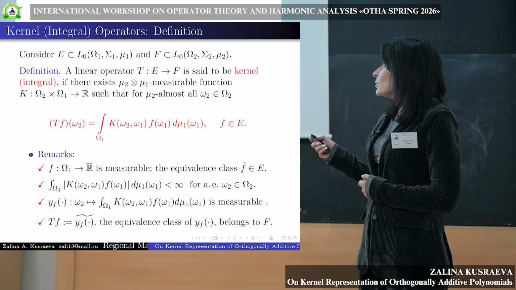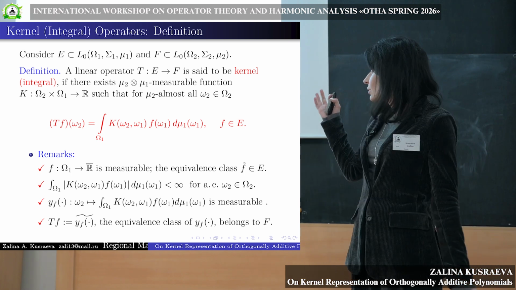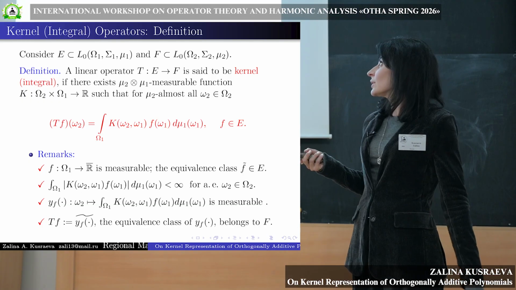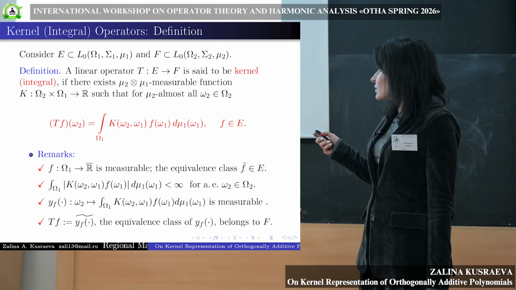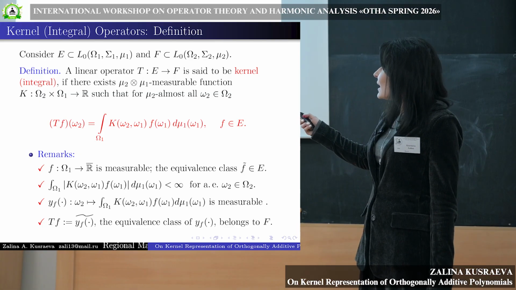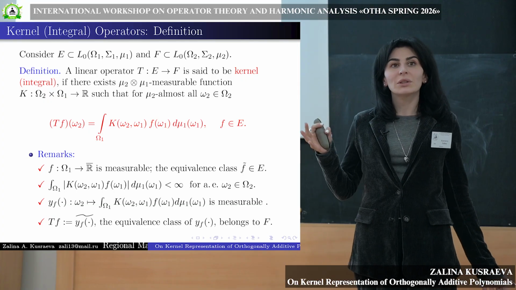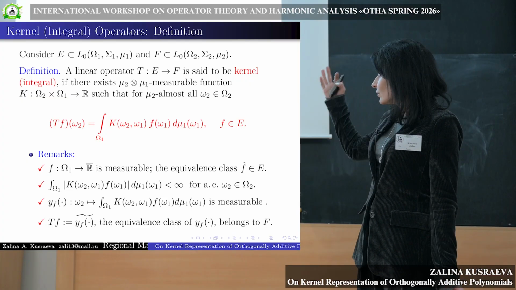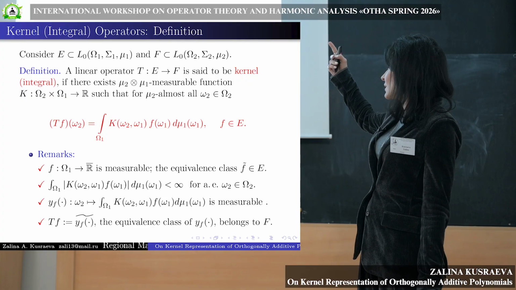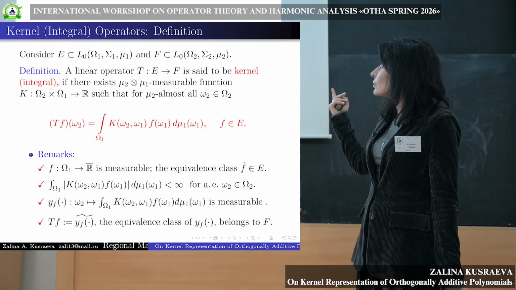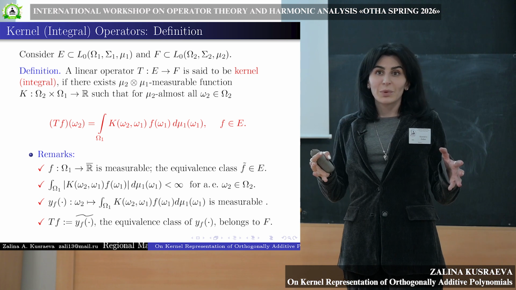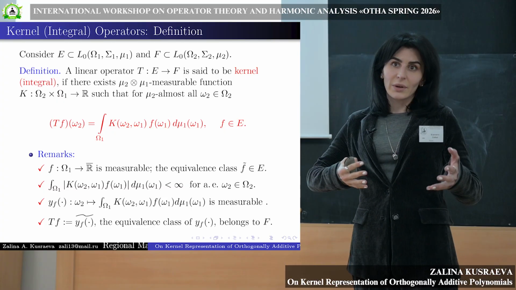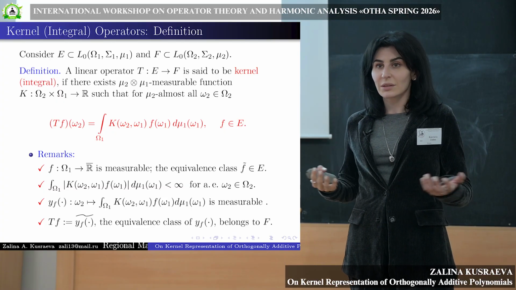I'm reminding that (Omega, Sigma, mu) is the usual space with a sigma-finite measure. L0 is the space of all equivalence classes of measurable functions on (Omega, Sigma, mu). And E and F we will consider as so-called ideal function spaces, or ideals in L0 over (Omega_1, Sigma_1, mu_1) and L0 over (Omega_2, Sigma_2, mu_2). I suggest you keep in mind that an ideal function space, I will call it an ideal, is an LP space or LQ standard space.